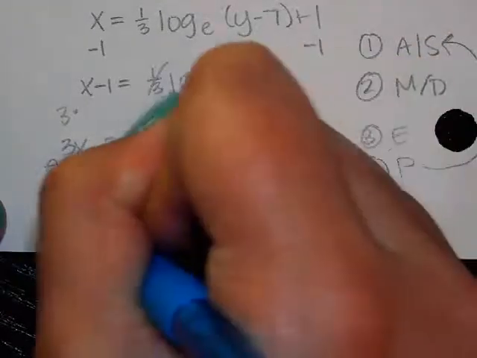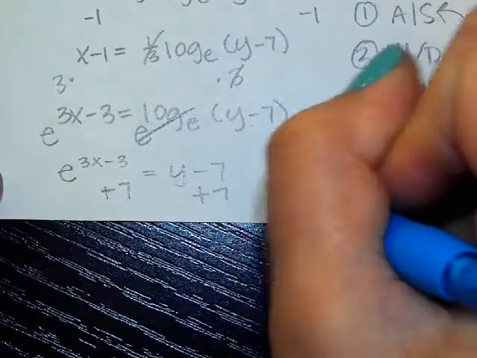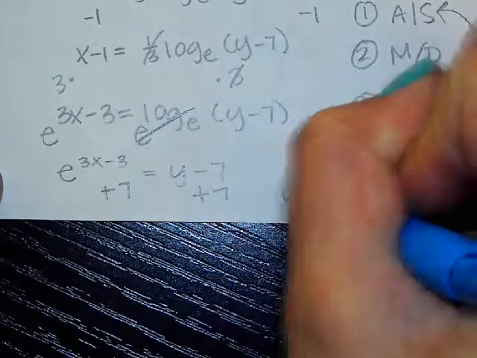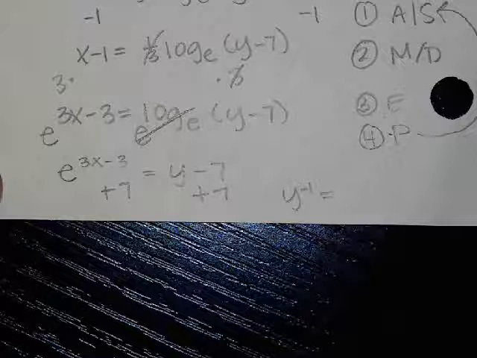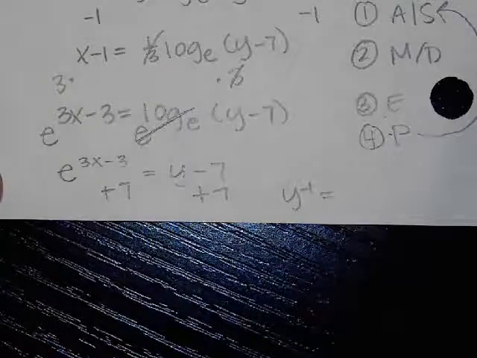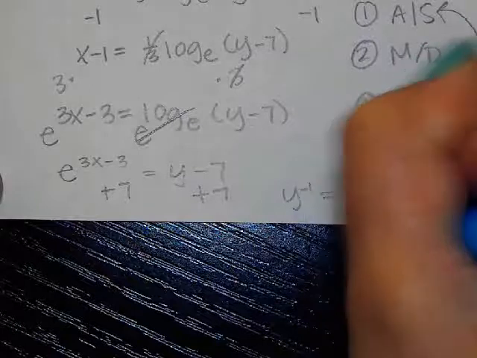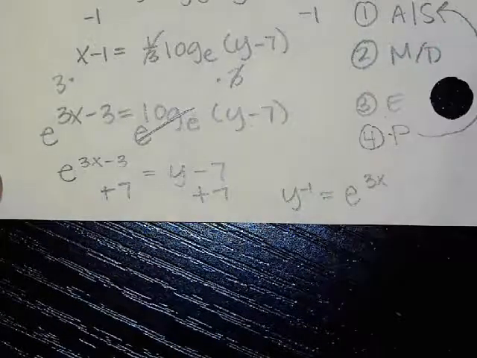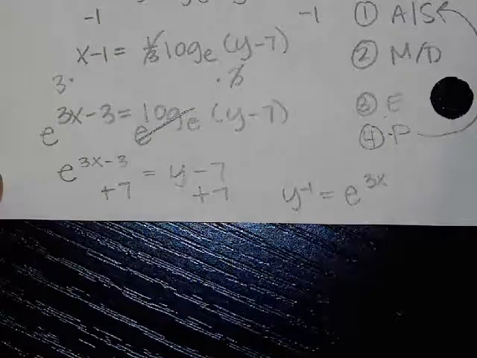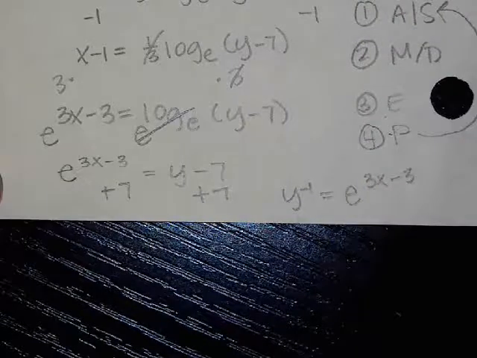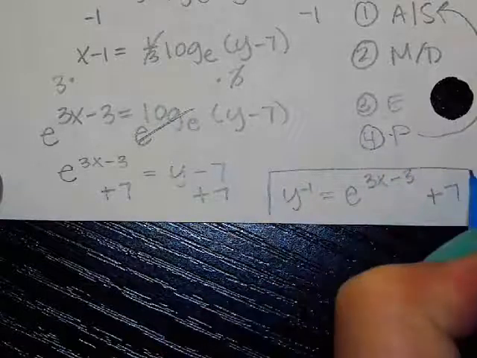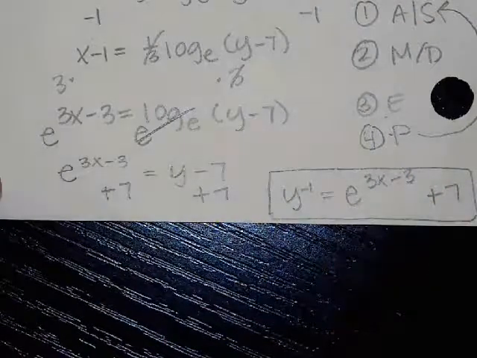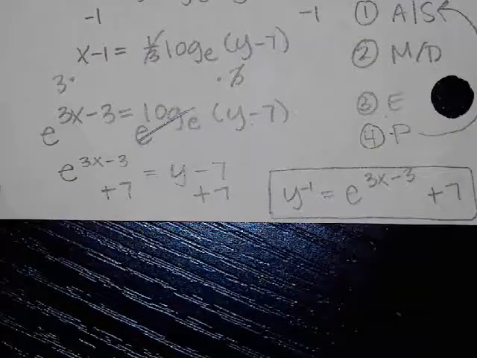Okay. And so my final answer is going to be y inverse equals e to the 3x minus 3 plus 7. Okay. Marvelous. So see how even though we hadn't actually learned it before, we could still do it? We knew the steps.